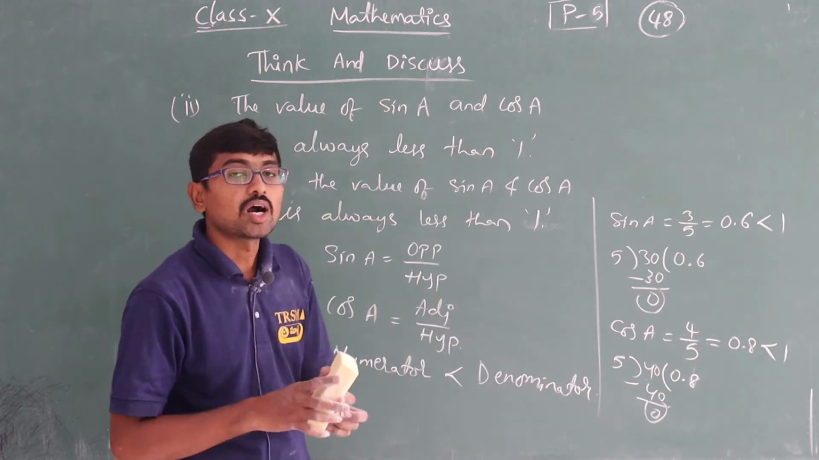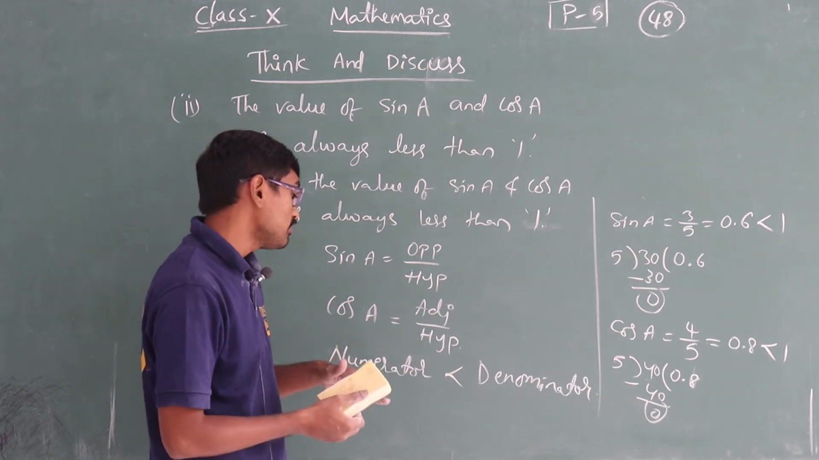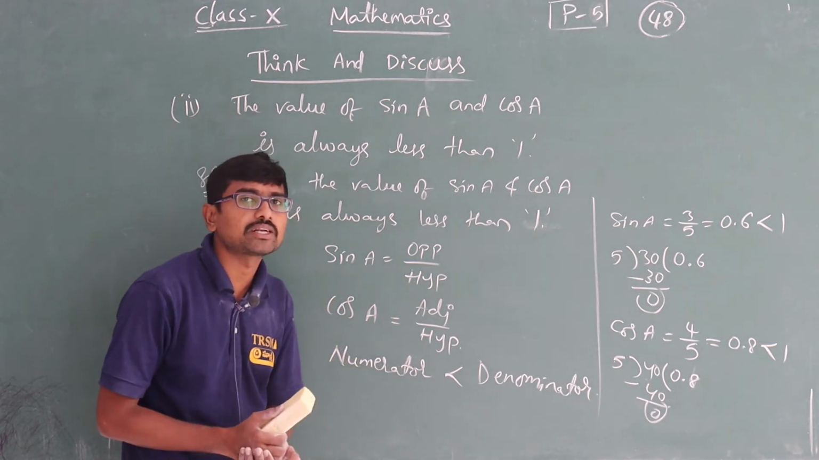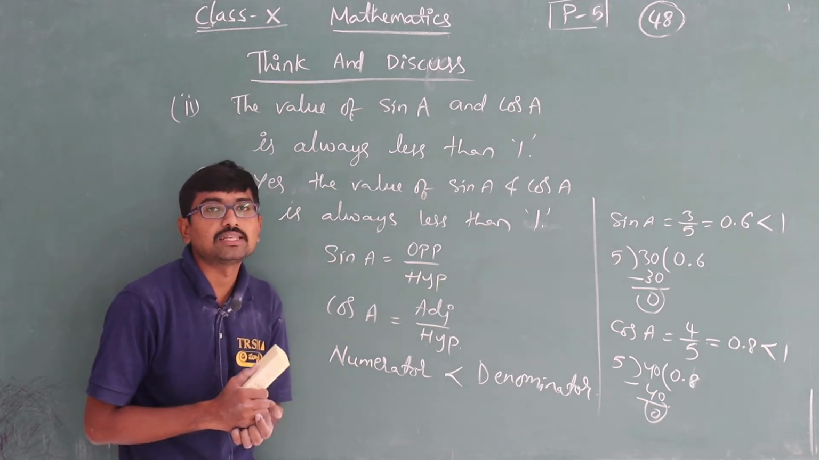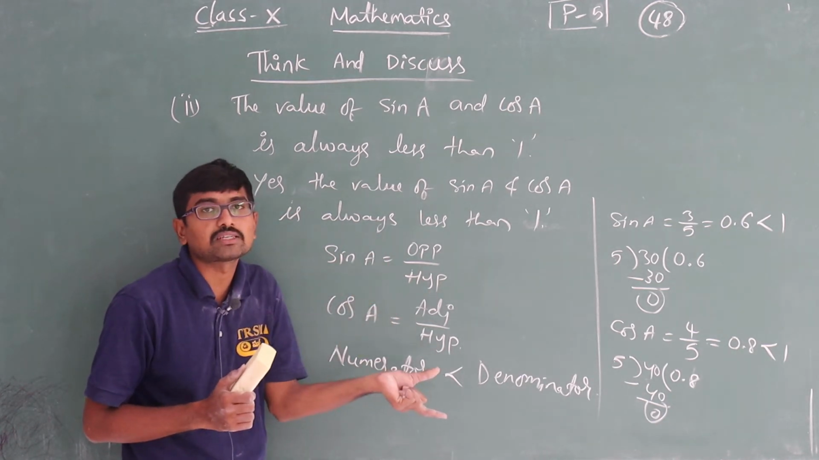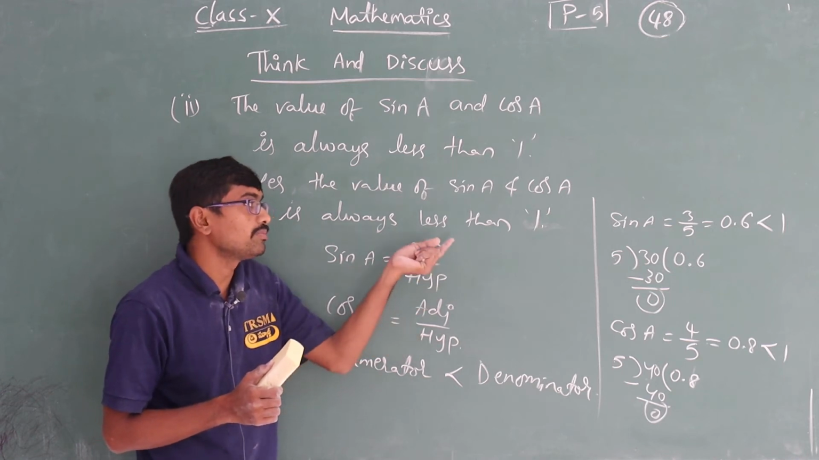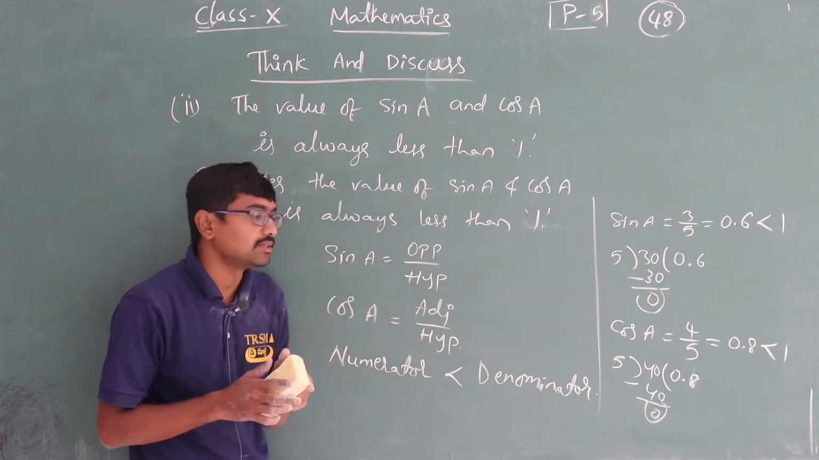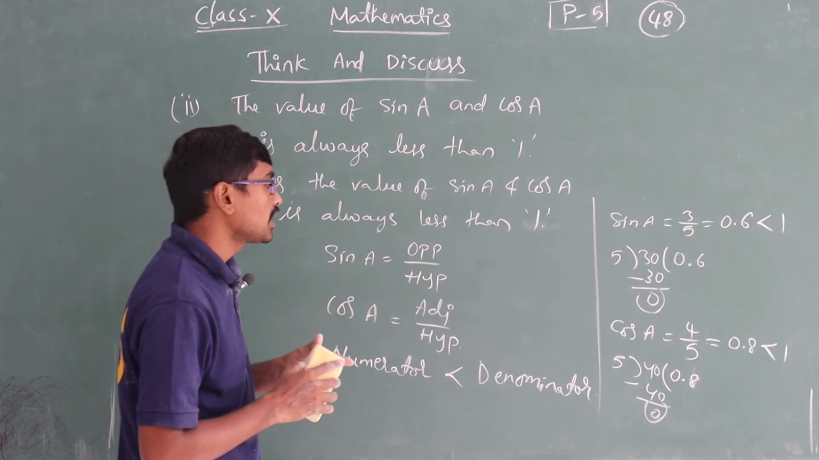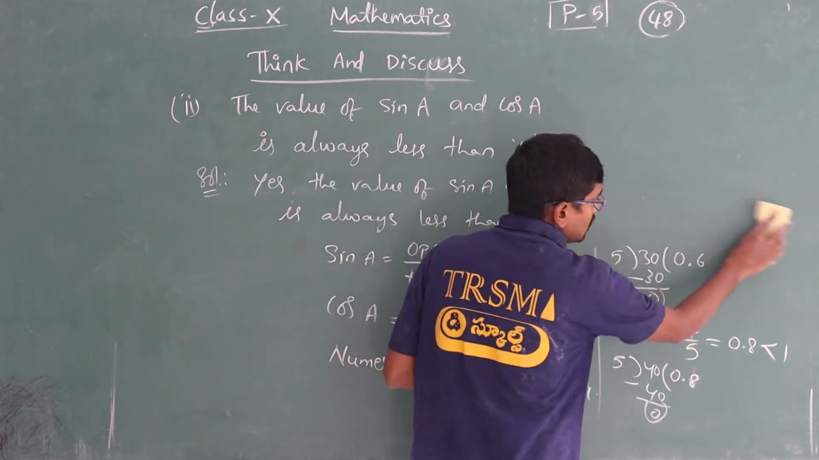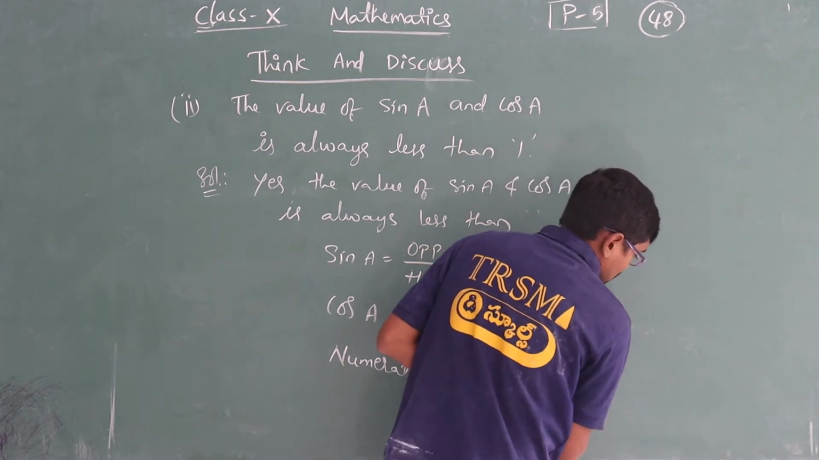So always remember, if the numerator value is less than the denominator value, then whenever we simplify that fraction in decimal form, we will always get an answer less than 1. Okay students, so this is the reason behind it. Hope you all understood. So this is the second answer.